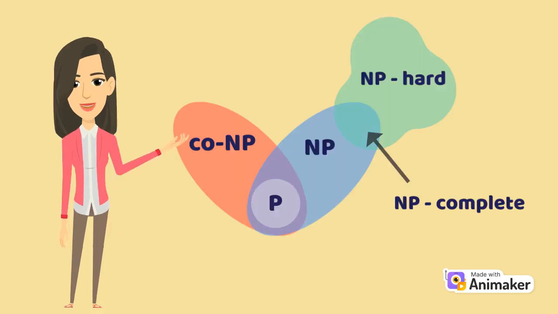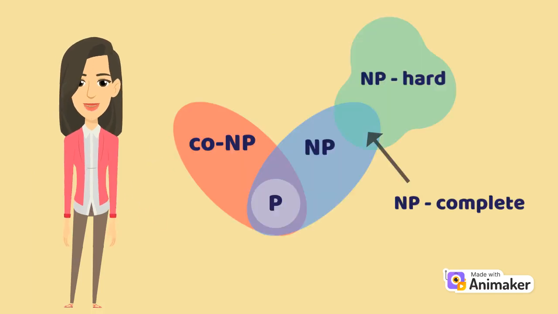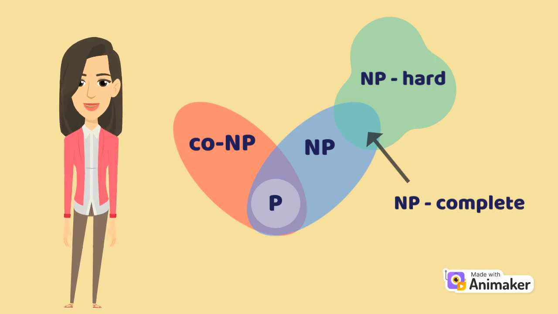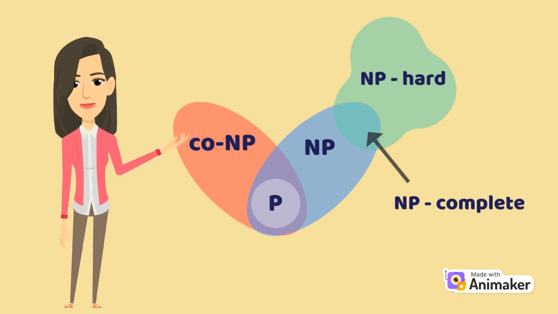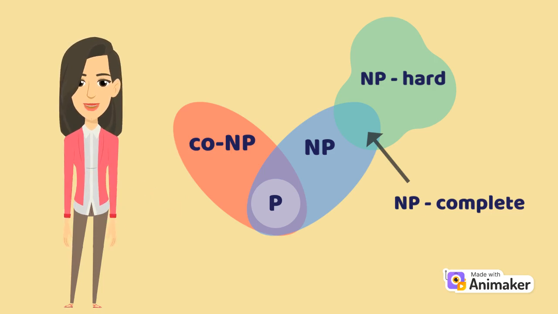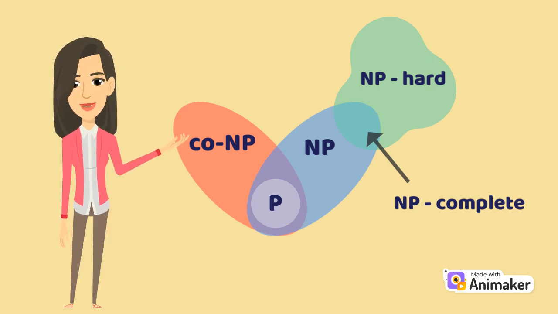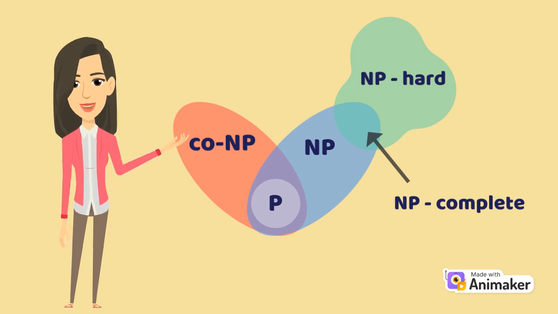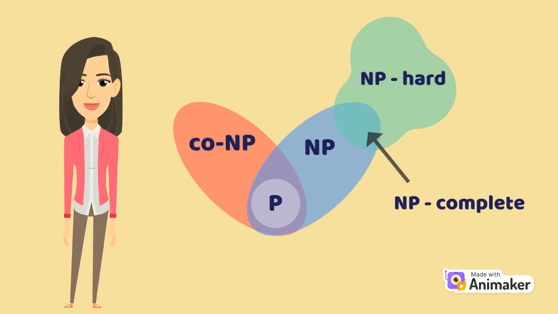To better understand the relationships, we have this diagram. Every decision problem in P is also in NP. An answer to a P problem can be checked by solving the problem from the beginning again. A P problem is also in co-NP.